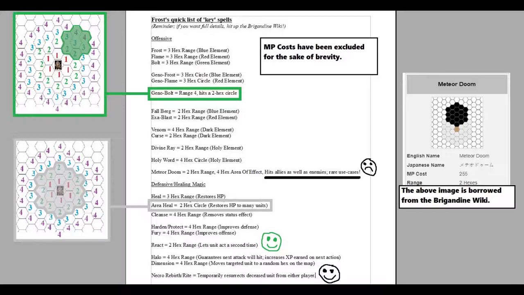Halo, it guarantees your next attack will hit and it increases the XP earned, so it's a very useful spell. Dimension has a 4 hex range and it will, if it succeeds, move a targeted unit to a random hex. If you've got a really powerful but really low intelligence monster in your way, get it out of your way with Dimension. And then last but not least is Necro Rebirth, also known as Rite, which temporarily resurrects a dead unit. It doesn't let you keep it for the next battle, but it will bring it back to life. And that is always an essential ability in this game. I have literally seen that be the deciding factor in battles, so keep that in mind. I even used it in my latest cross-mod finale, Snake of Chaos Battle. Go check that out, too.